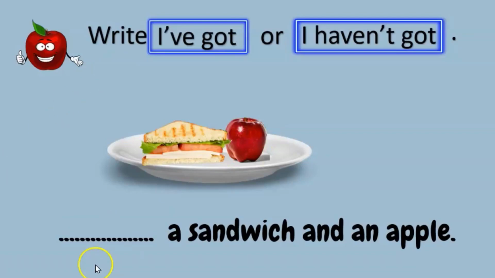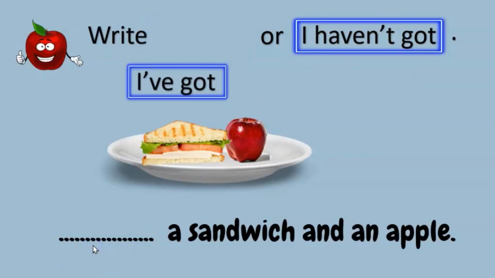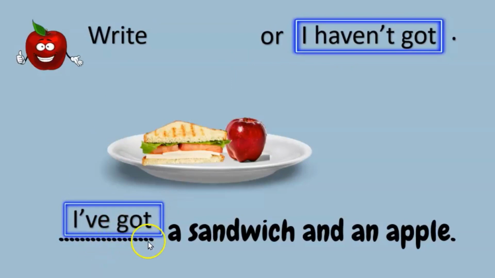Write the correct answer on the line. Write, I've got or I haven't got. Let's look at the picture. Okay, we have a sandwich and an apple. So which is the answer here? Yes, the answer is I've got a sandwich and an apple.